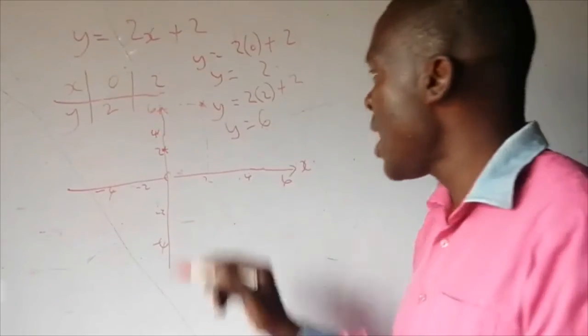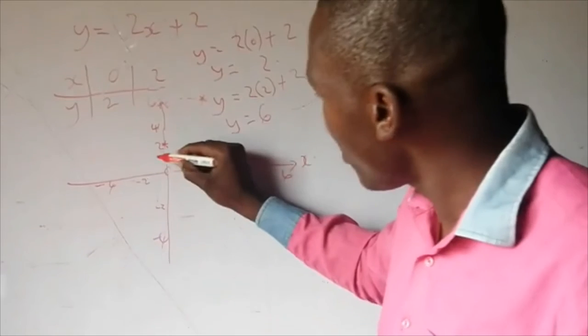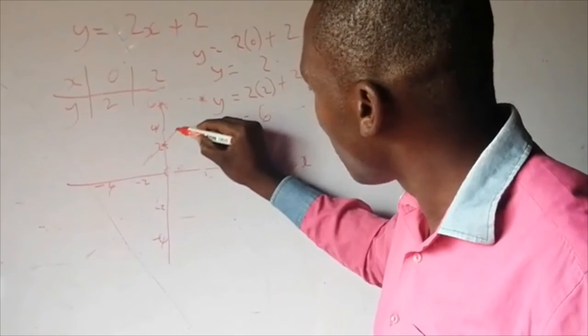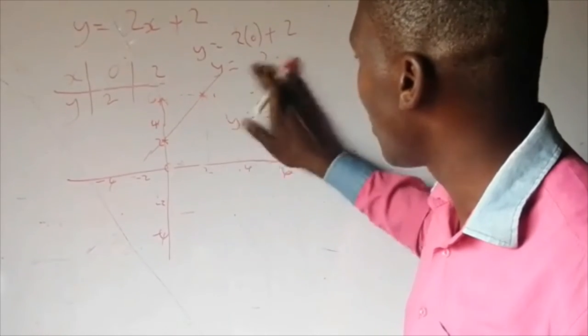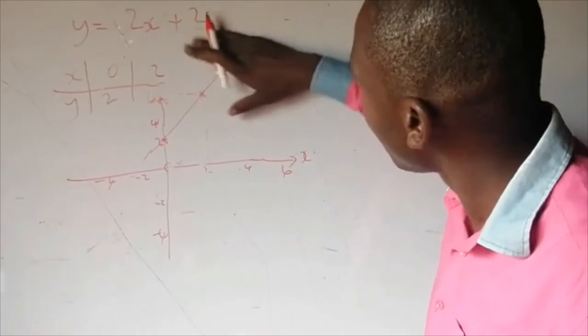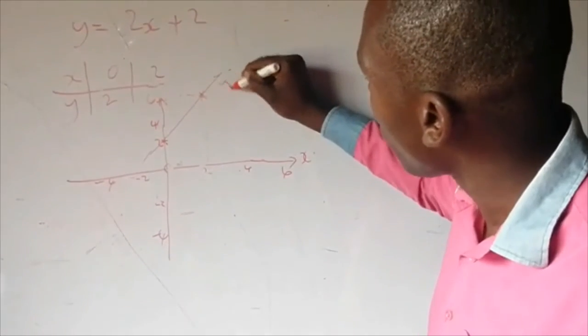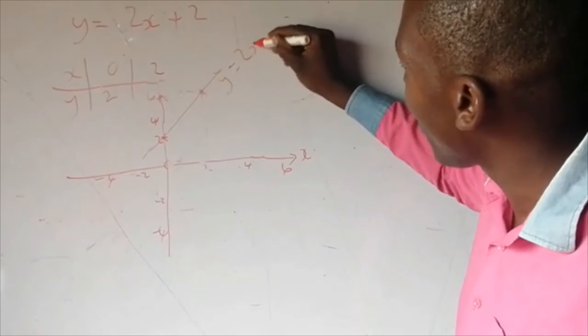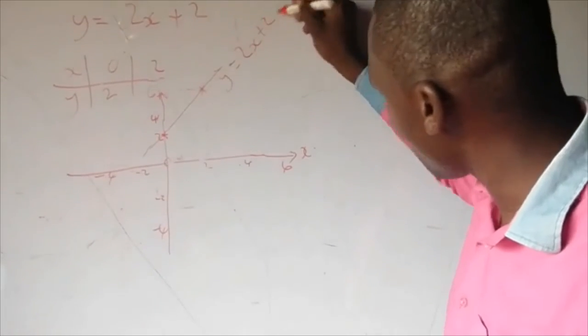So join these points using a straight line. Join this point using a straight line. Therefore, this is the line y is equal to 2x plus 2.